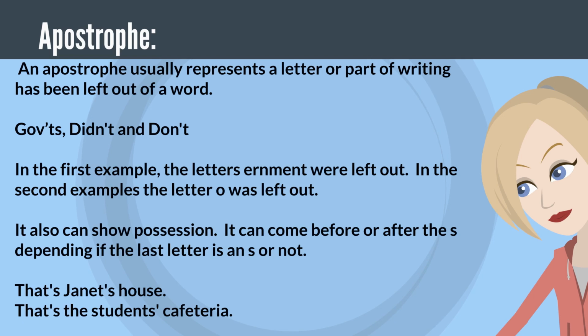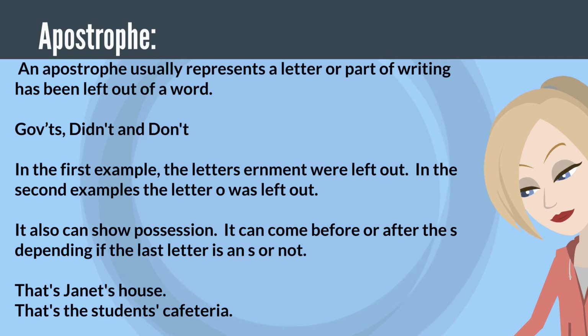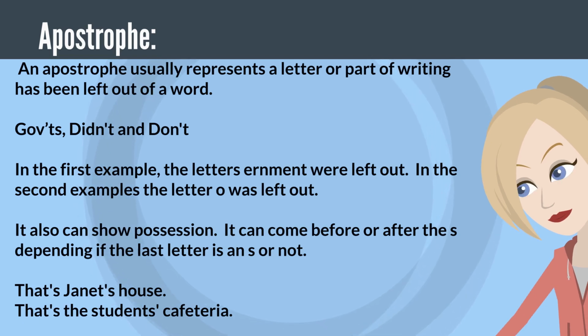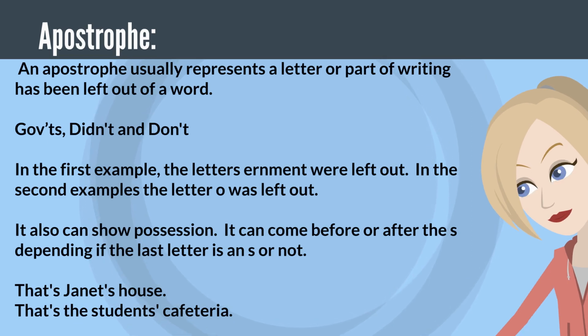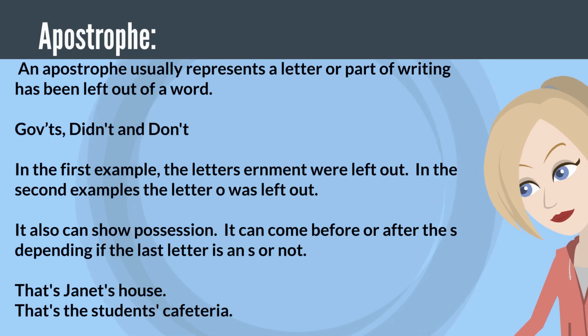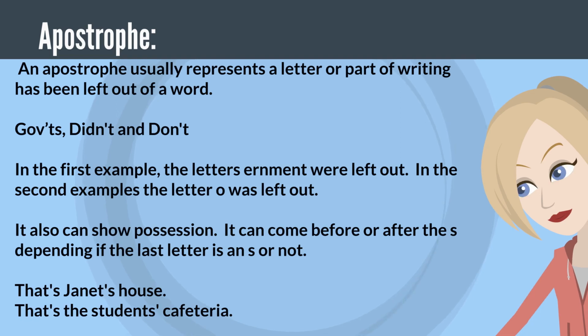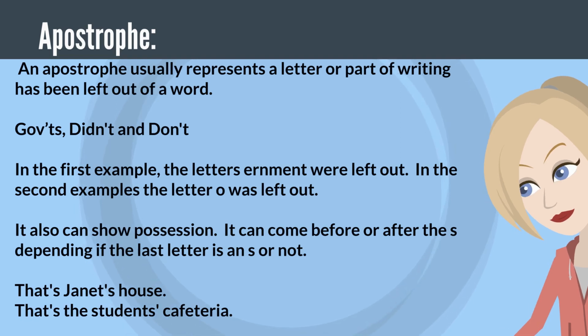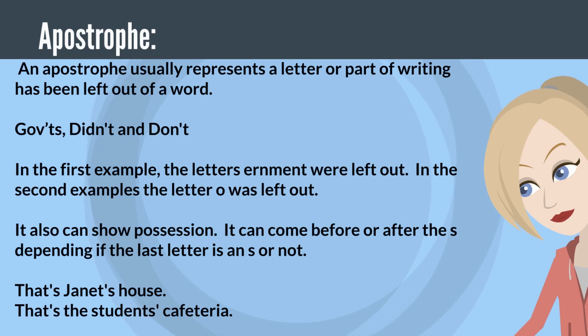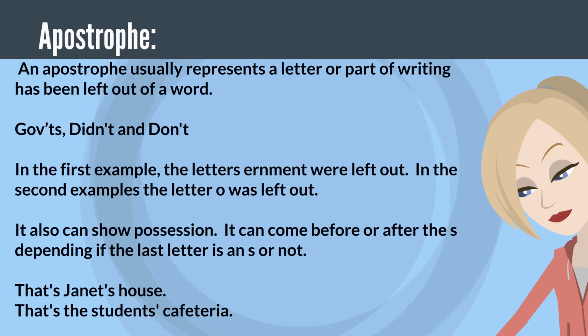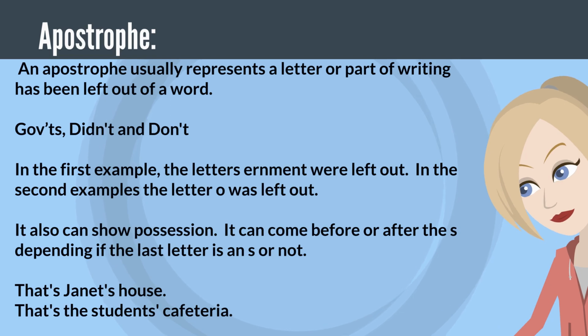Apostrophe. An apostrophe usually represents that a letter or part of writing has been left out of a word. Gov't, didn't and don't. In the first example, the letters "ernment" were left out. In the second example, the letter O was left out. It also can show possession. It can come before or after the S depending on whether the last letter is an S or not.